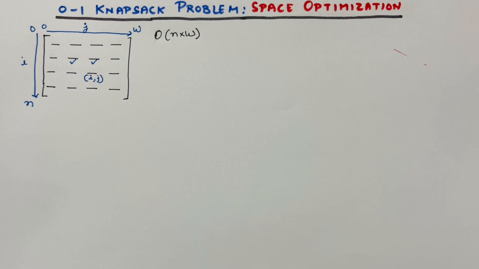Let us now come back to our original problem, where we were focusing on returning the maximum value that we can obtain and not on the items, returning the items that make up the maximum value. There could be an extension to the problem here as well.